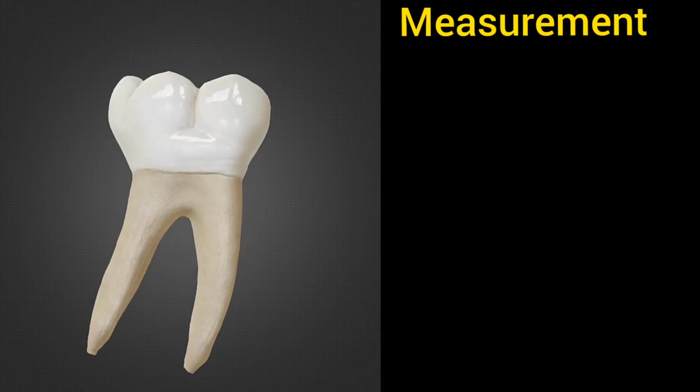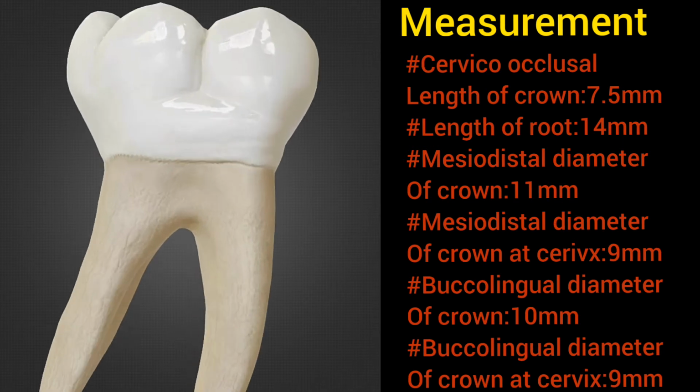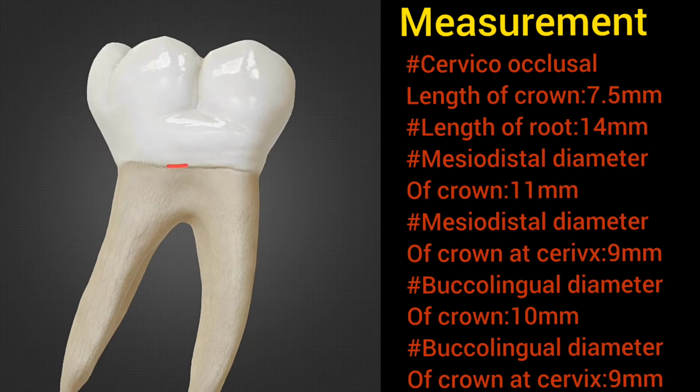And the dimensions of this tooth: the cervico-occlusal length is 7.5 mm. So from the cervical to occlusal, from here up to here, the length is 7.5 mm, while the length of the root is 14 mm. From here to the tip of the root, it is 14 mm. And the mesiodistal diameter of the crown is 11 mm. So this is the mesiodistal diameter, this is 11 mm.